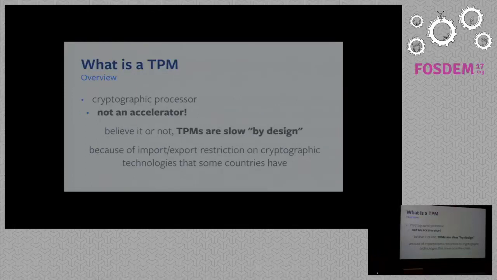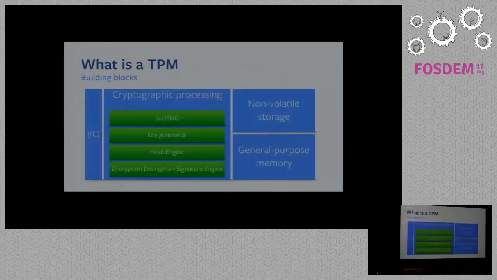TPM is a cryptographic processor, but it is not an accelerator. This could be shocking. Believe it or not, it's slow by design. One of the main reasons why it is slow is because of import-export restrictions that are on cryptographic technology. Some countries have these restrictions, like the United States, for instance.